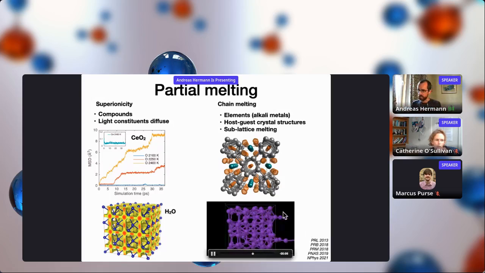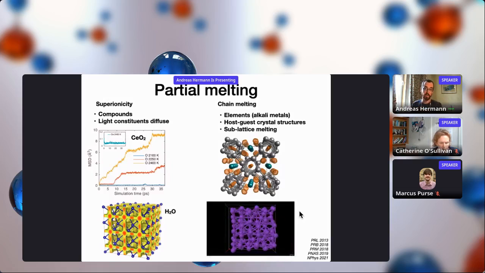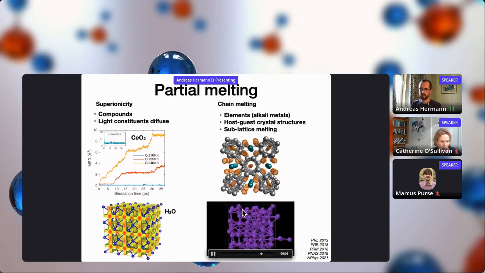But what's interesting is that the correlation between these chain atoms, between these guest atoms, is lost. So if you do a diffraction experiment in that situation, you will not get any diffraction peaks from the chain sublattice, from the guest sublattice, but the host sublattice is still solid.